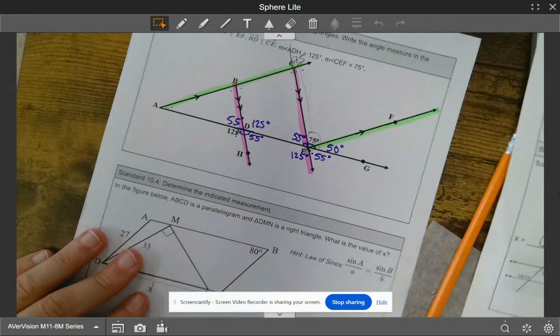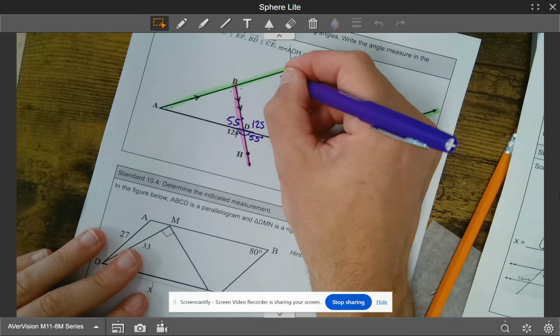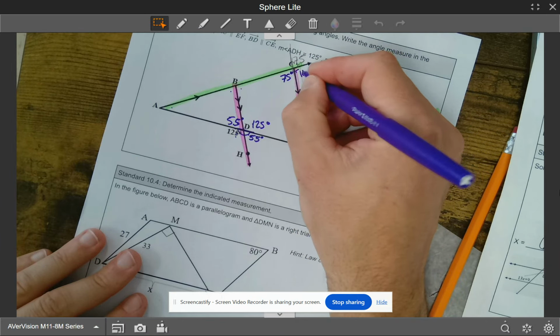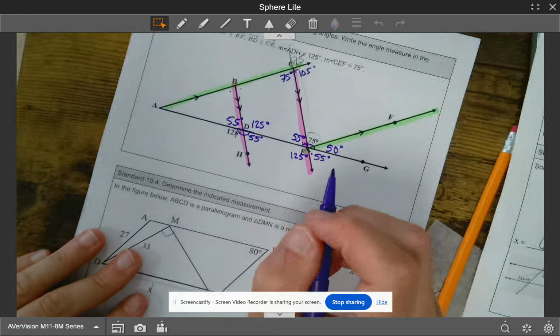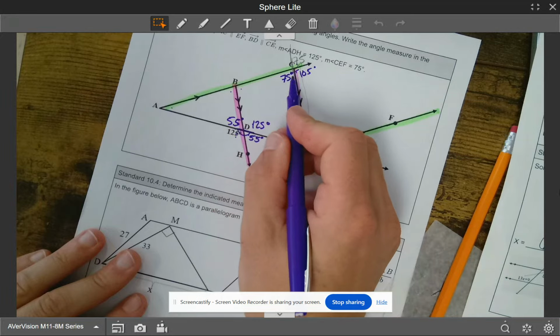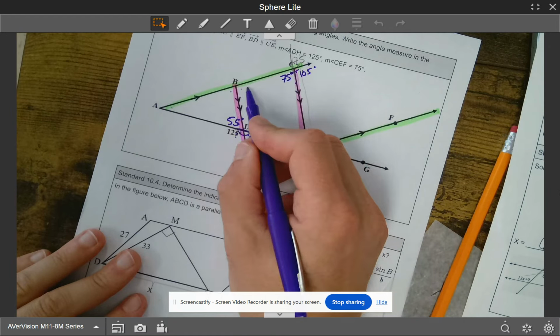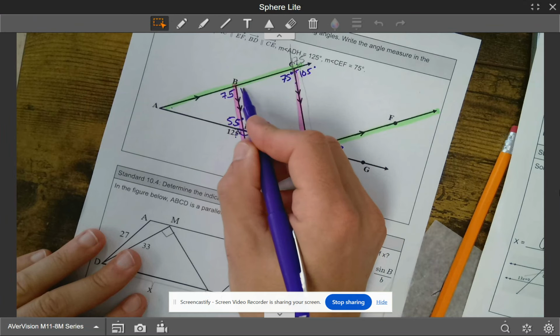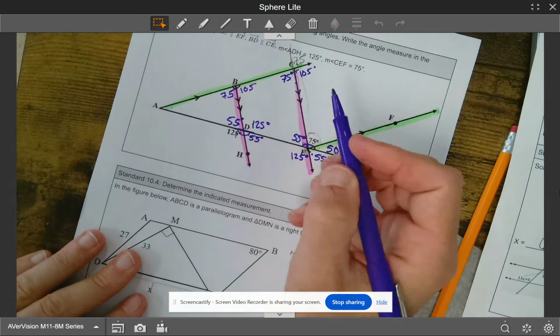Because they're vertical, that means these two angles are both 75. This is a linear pair, so this must be 105. How do we get these two? Well, these two lines are parallel, so this 75 must translate over to here. This 105 translates over here. These two are a linear pair.